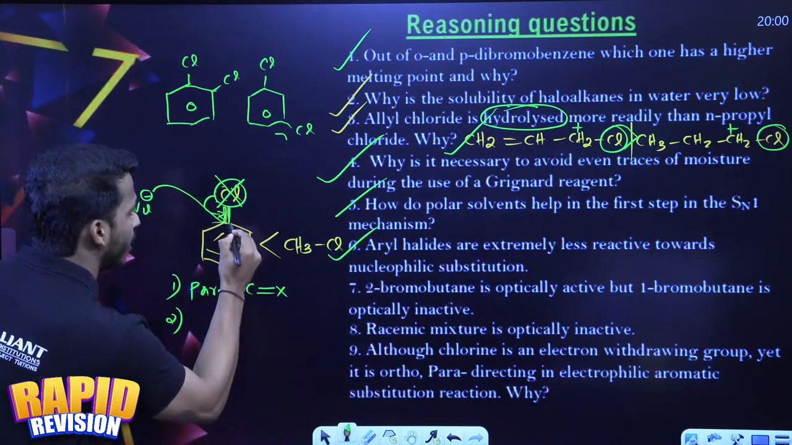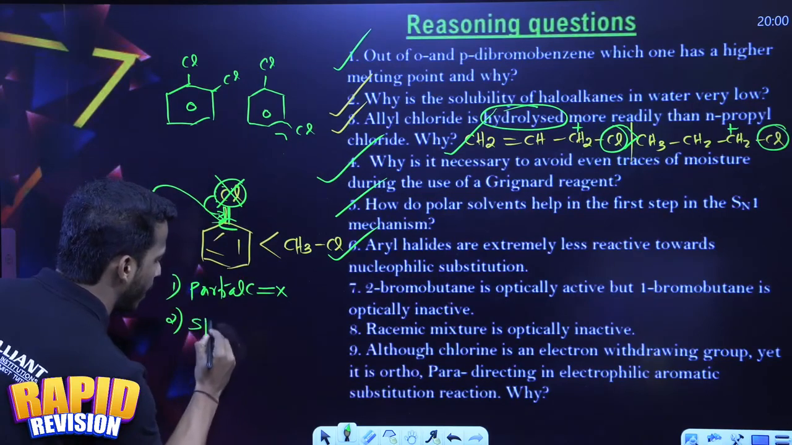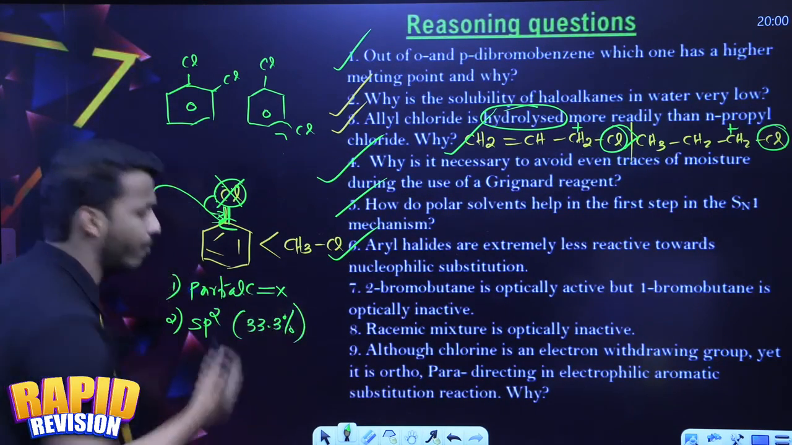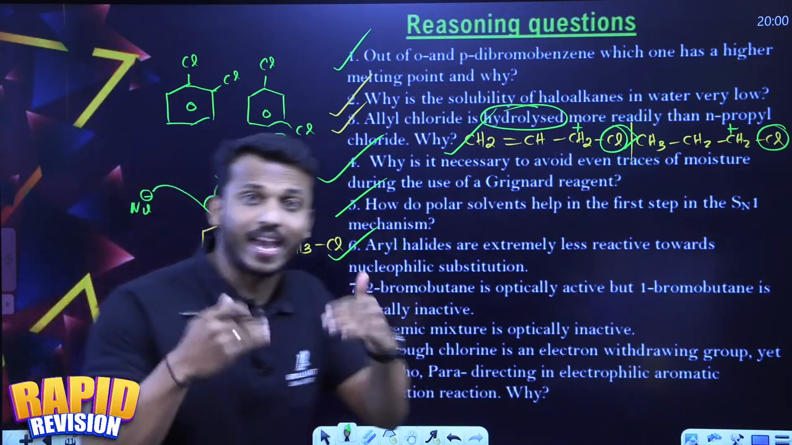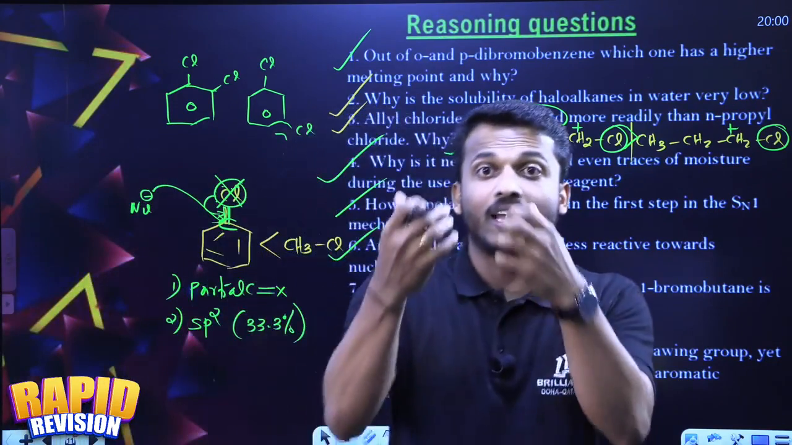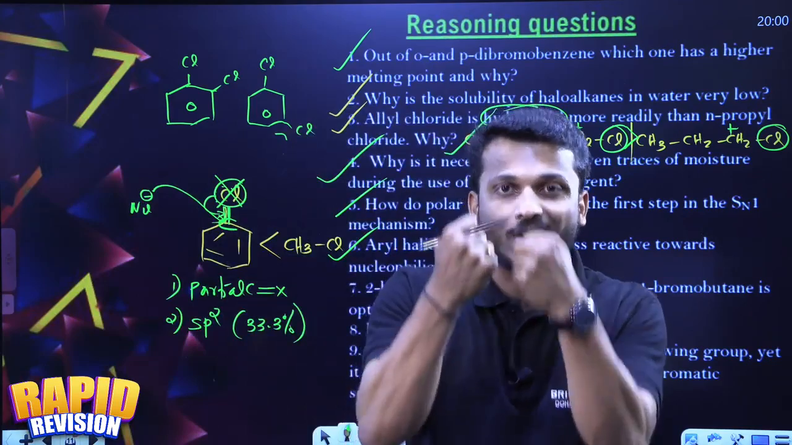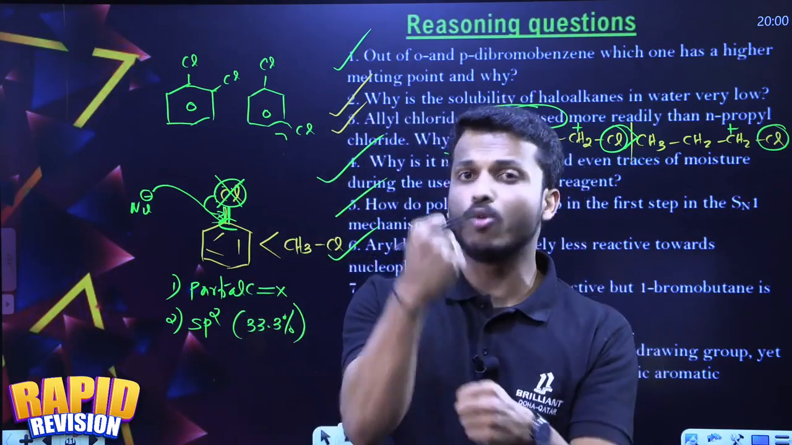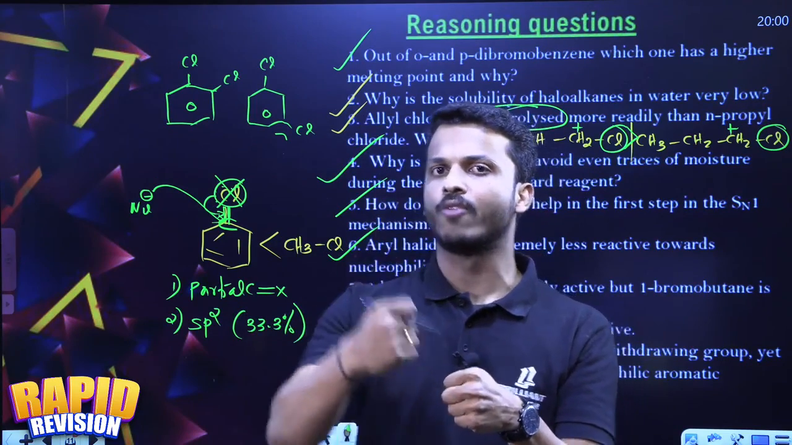Second reason, the halogen-connected carbon is sp2 hybridized. It has around 33.3% s character. As the s character increases, the electronegativity of the carbon increases, so it holds the halogen more tightly. So removal of halogen is difficult from haloarene.